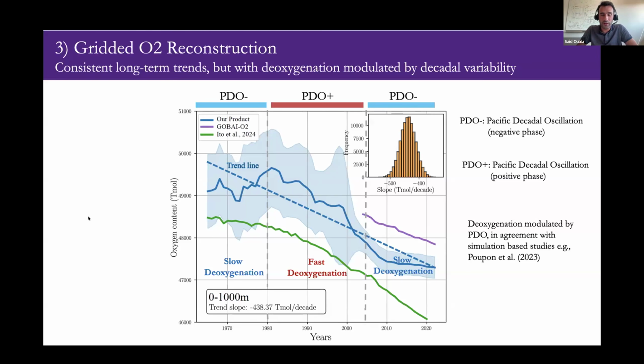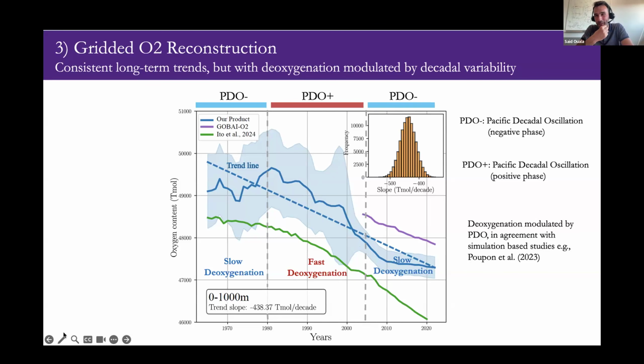But what was revealed by our product, and what was interesting to us, is that there was some kind of shift in the deoxygenation dynamics, meaning that we identified different deoxygenation phases, alternating between a slow deoxygenation in the first 2 decades of the product, then a fast deoxygenation phase in the years from 1980 to around 2000, and then followed by a slow deoxygenation phase in the last 2 decades.